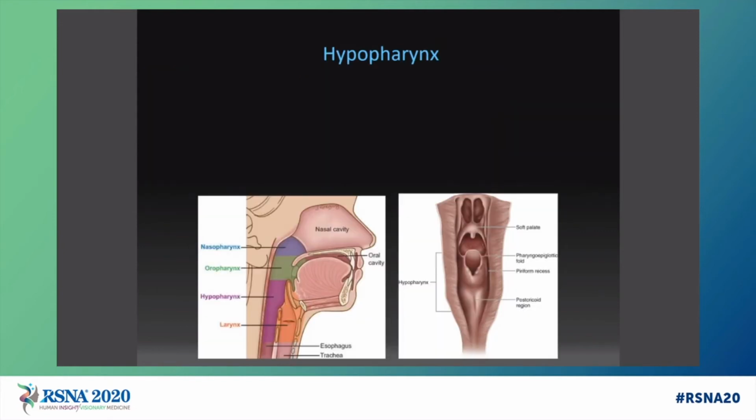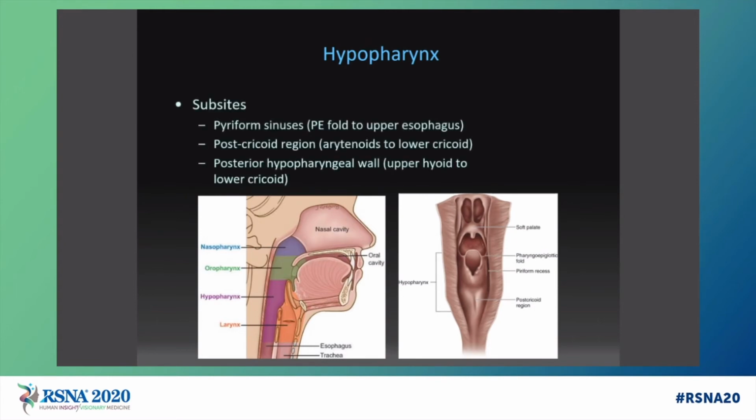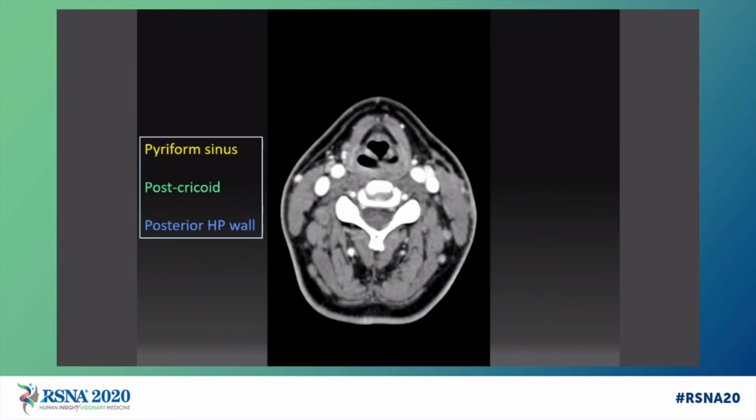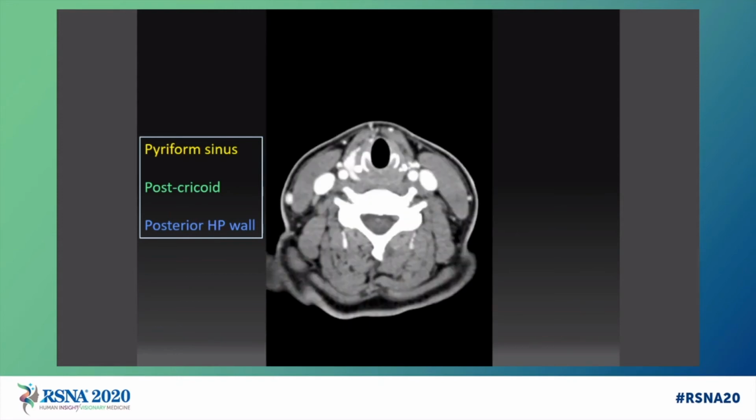All right, hypopharynx. The subsites of the hypopharynx are three of them: piriform sinuses, post-cricoid region, and the posterior hypopharyngeal wall. So here's an axial CT showing the piriform sinuses, back edge of the aryepiglottic folds, and the lateral wall. And the posterior hypopharyngeal wall is the back wall. A little bit lower down, right behind the cricoid, forming the anterior wall of the lumen, is the post-cricoid hypopharynx, whereas forming the posterior wall of the hypopharynx is the posterior hypopharyngeal wall.